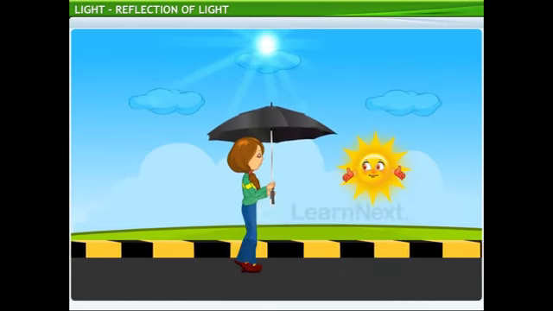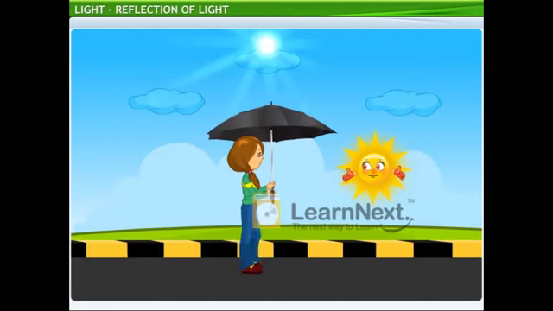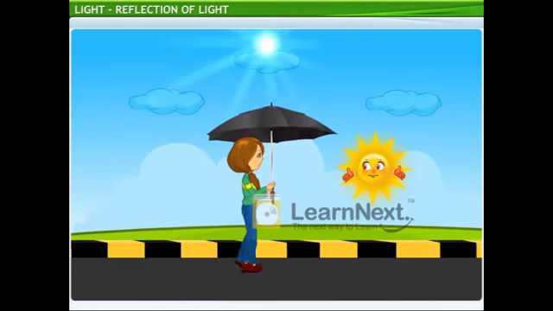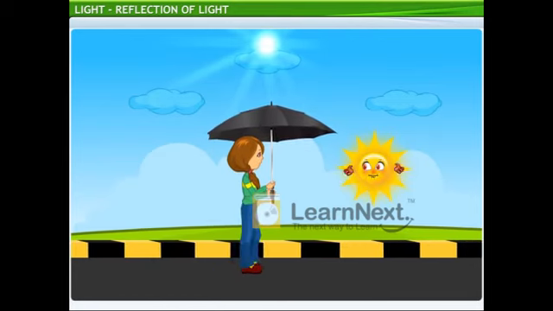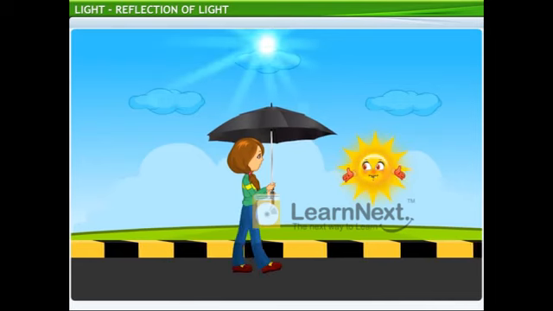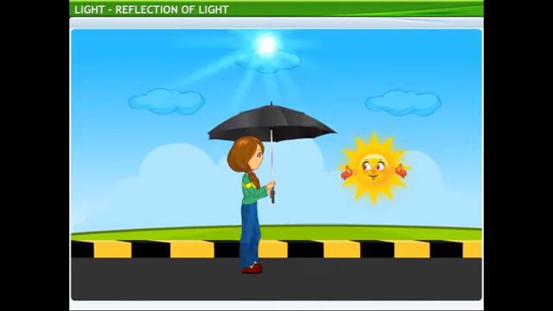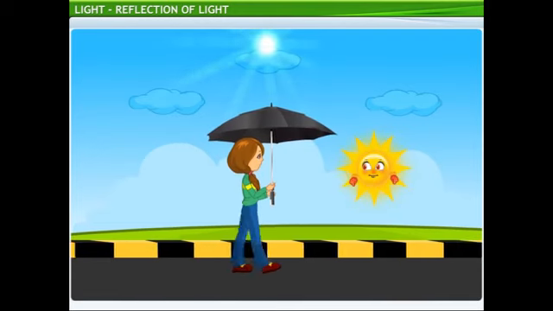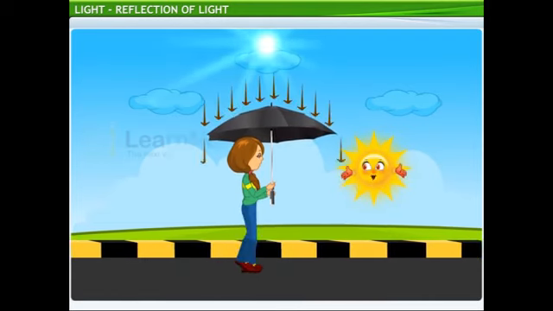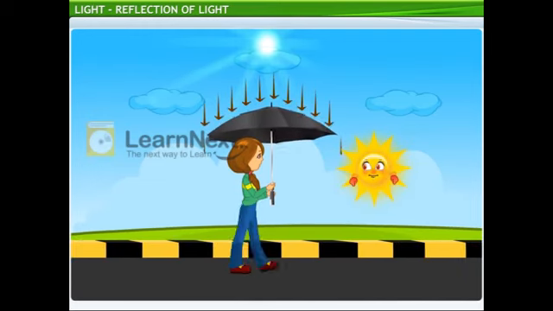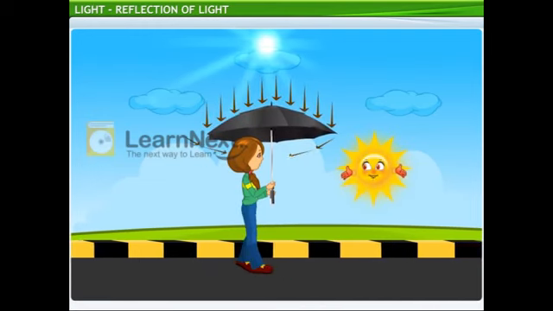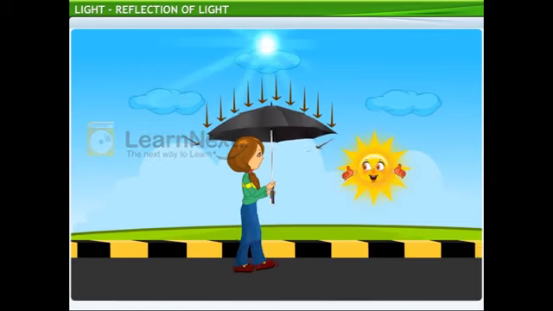Well, it blocks the sun's rays from reaching me. How come the rays don't bend around the umbrella to reach you? Not sure. Light can't bend around objects. Light always travels in a straight line. The direction of light can only be changed through reflection.